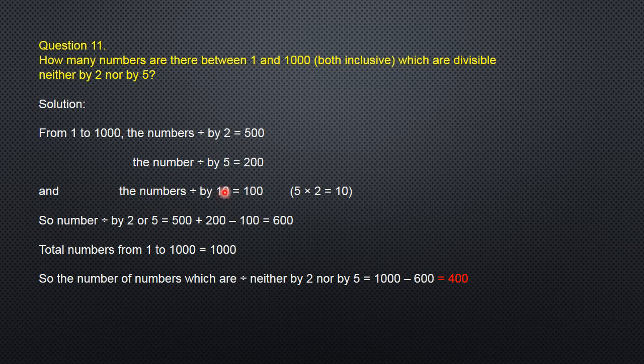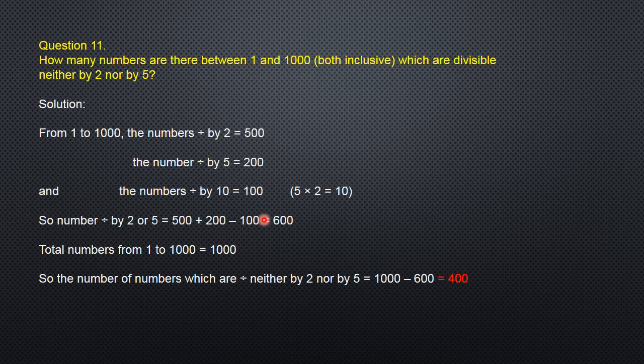So why do we want to take the number 10? Reason: 10 is a multiple of 5 and 2. So these 100 numbers are divisible by both 2 and 5. So this is like n(A), n(B), and n(A intersection B). Now let us find n(A union B), that is, divisible by 2 or 5, which is n(A) plus n(B) minus n(A intersection B). The answer is 600.